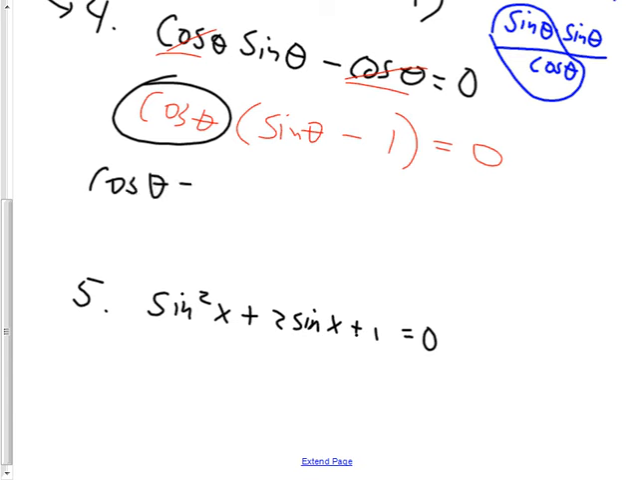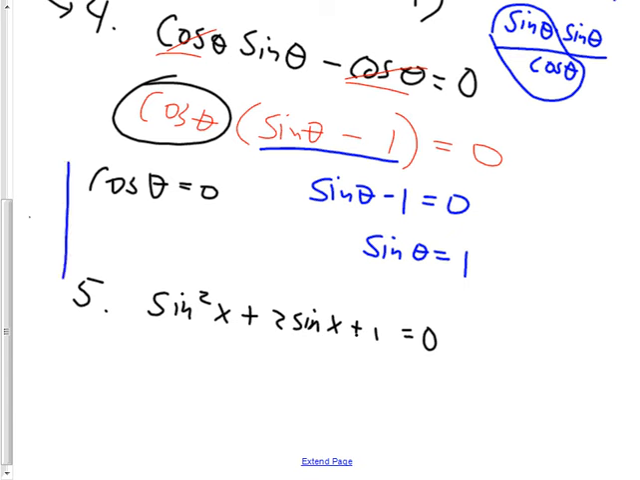Cosine theta equals 0. That's going to give me 2 answers. And then this equals 0. Sine theta minus 1 has to equal 0. I'm going to solve that. Sine theta equals 1. So if you don't know your cosine is x and your sine is y thing, you wouldn't have got these. But if you remember that cosine is x, then x is 0. And where is x 0? Here and here are 2 spots that cosine is 0, or x is 0. So those are my 2 answers, pi over 2 and 3 pi over 2.